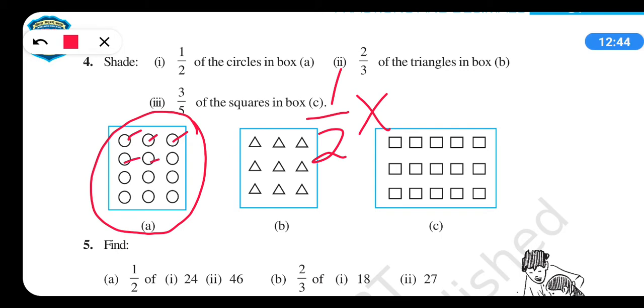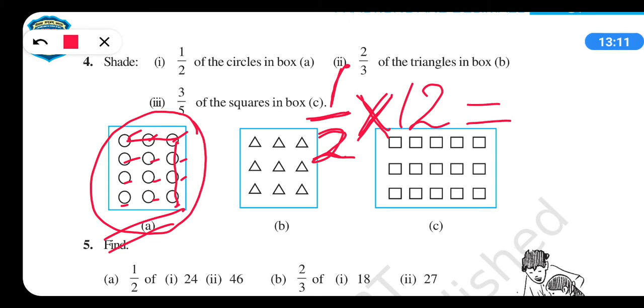Then how many, 12. Got it? Or you can see 3 and this is 4, 3 into 4 is 12. So total number of circles are 12. So 1 upon 2 of 12, right. So first you have to count the number of circles, then multiply it. So 1 upon 2 of means multiply 12.